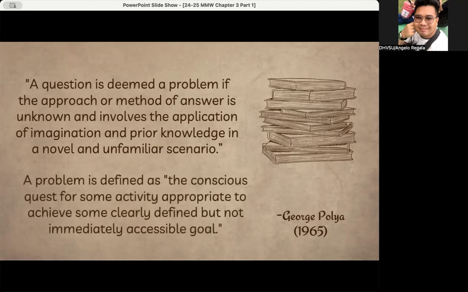A problem is defined as a conscious quest for some activity appropriate to achieve some clearly defined but not immediately accessible goal. So it's our journey or process to answer a particular situation na hindi natin agad masasagot, na kailangan pagdaanan muna natin yung process of applying our imagination and our stock knowledge about the situation para masagot natin siya. This is according to George Polya.